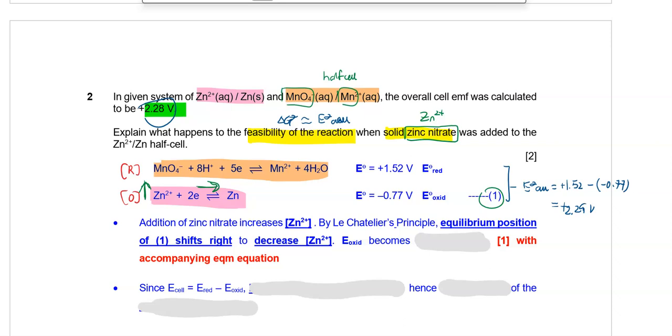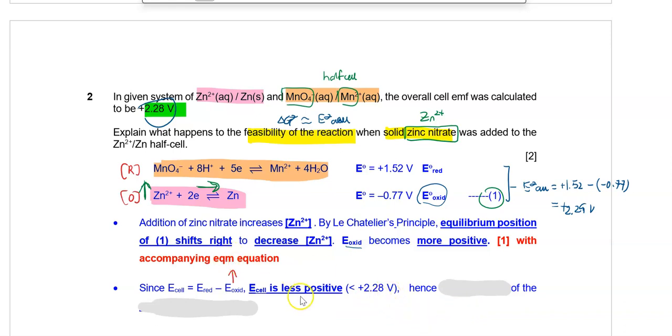Now we need to apply our electrochem concept to layer in the concept. In this case, because reduction is favored, the forward reaction is reduction. E oxidation becomes more positive. Since E cell equals E reduction minus E oxidation, if E oxidation becomes more positive, you are subtracting a more positive number, so the E cell will become less positive, a value less positive than 2.28 volts.